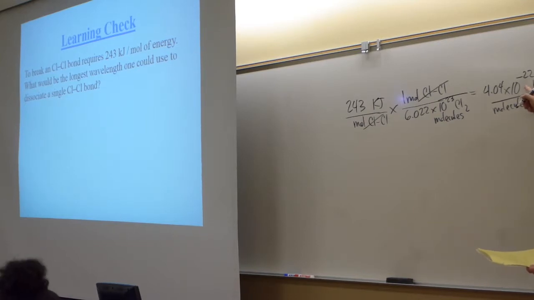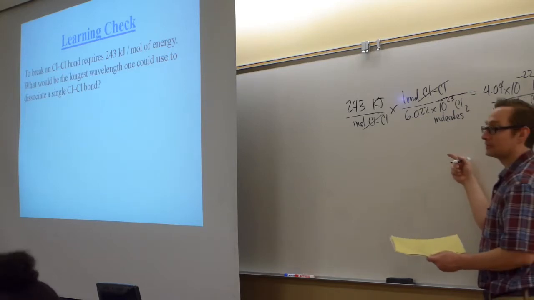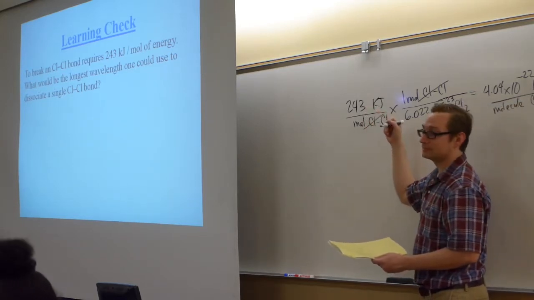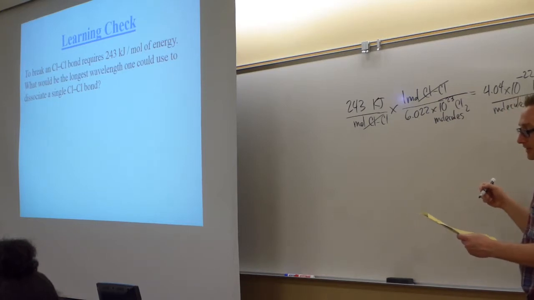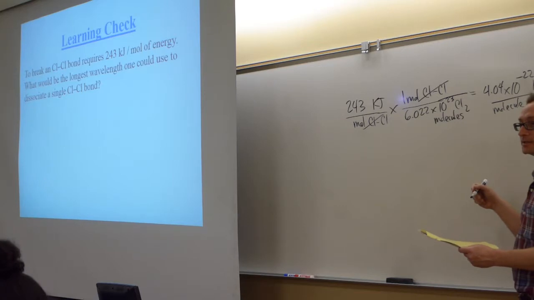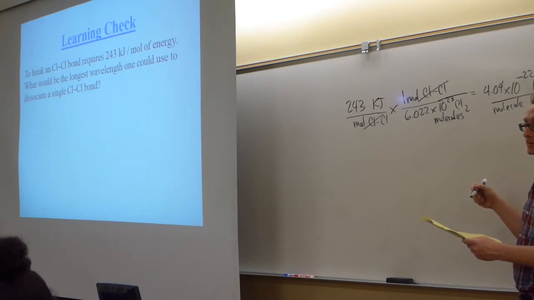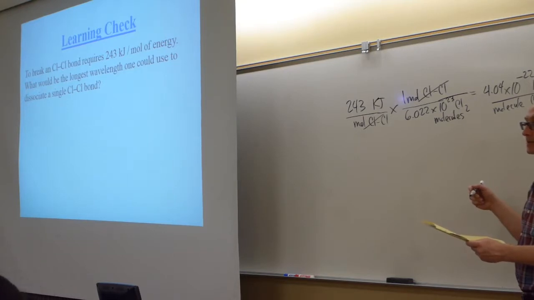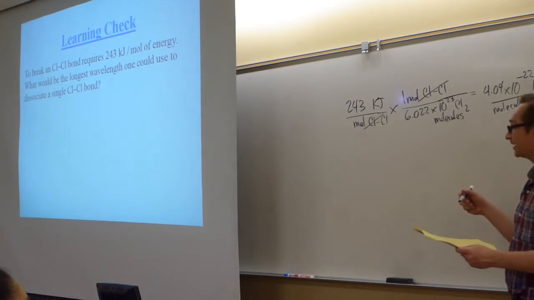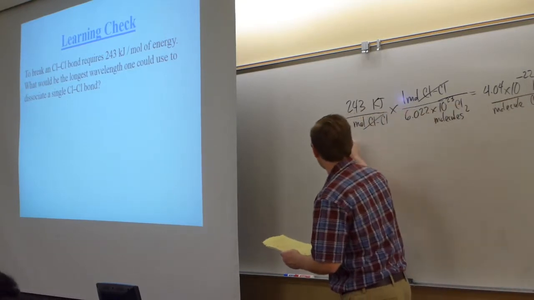So in other words, just to dissociate 1 molecule of chlorine gas, it would take this much energy. It doesn't sound like a lot, but we're only talking about 1 molecule. But for a mole of chlorine gas, it takes a lot more kilojoules. Do you remember the equation that relates energy to wavelength? Do you remember that from chapter 7? You're like, no, we don't. It's been weeks.